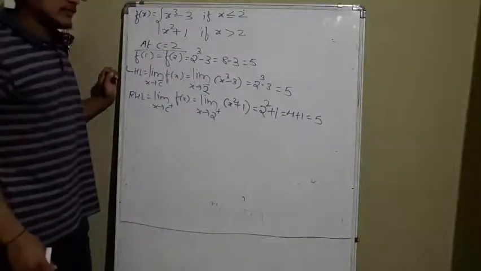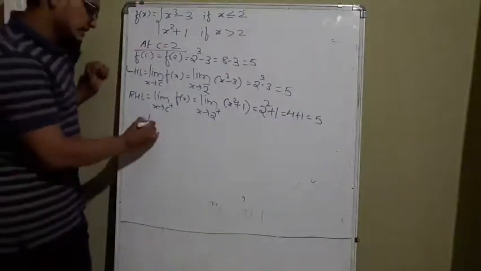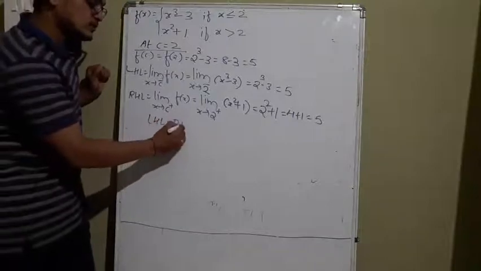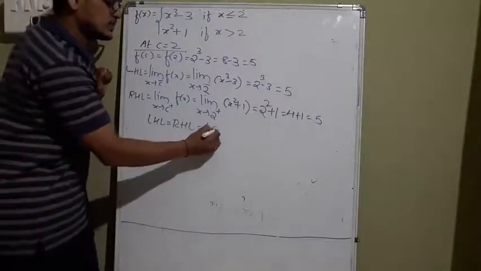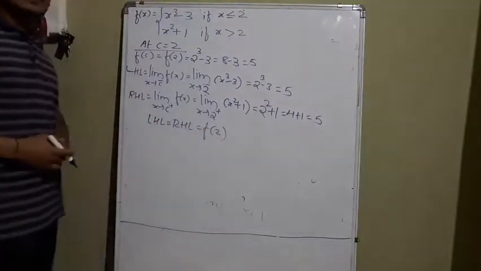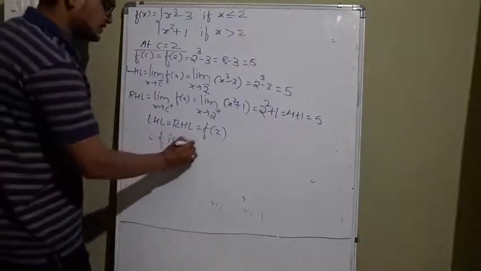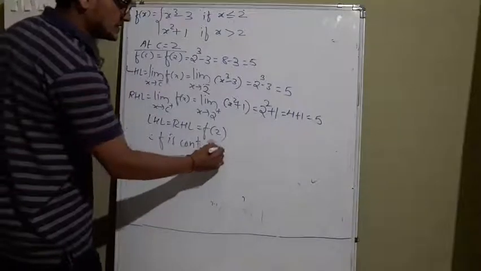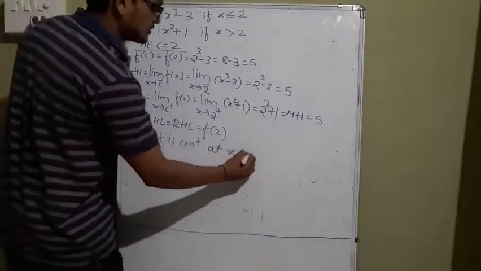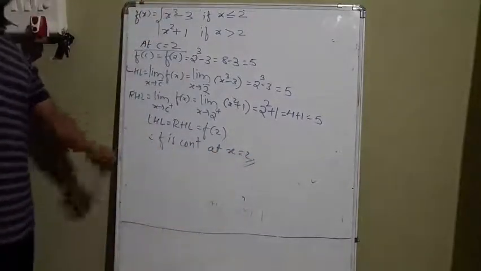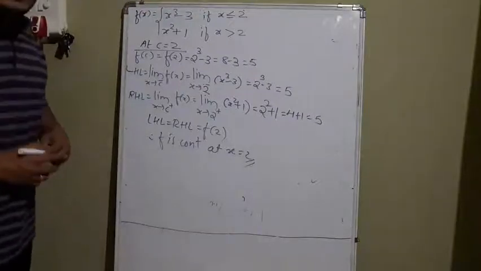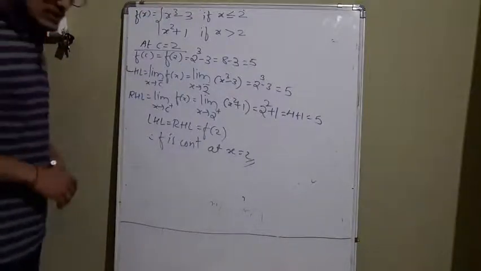So if you observe, LHL is equal to RHL is equal to f of 2. All three values are equal. So therefore, what? f is continuous at c, or x is equal to 2. So there is no point of discontinuity in this problem.